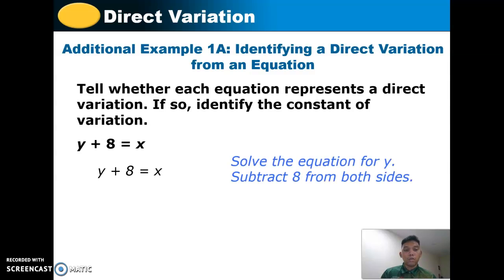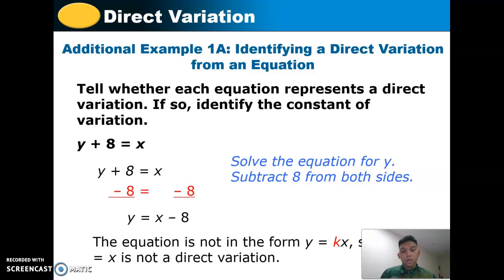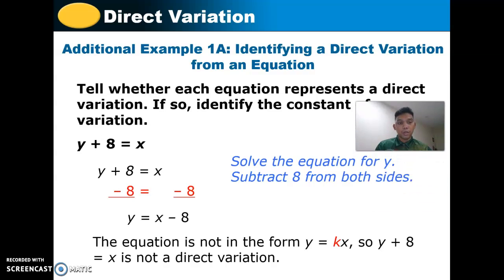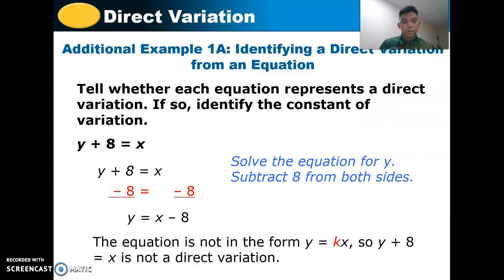Y plus 8 equal to x. Solve the equation for y: subtract 8 from both sides, so that becomes y equal to x minus 8. Take note, this one is not a direct variation, because it's not in y equal to kx form. It's not a direct variation.